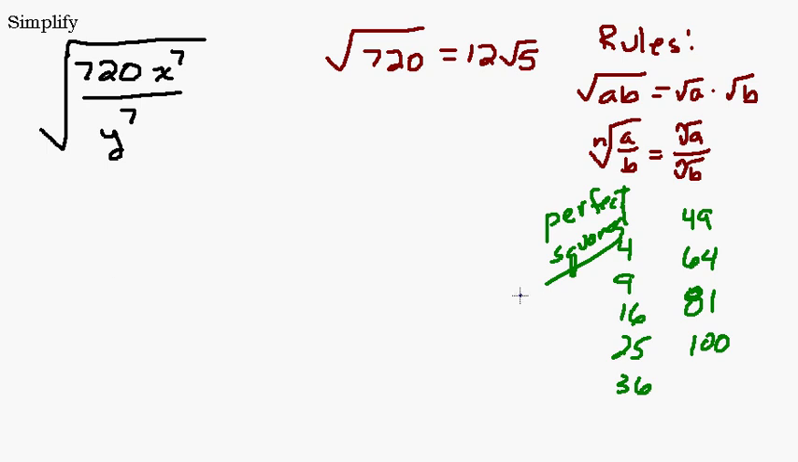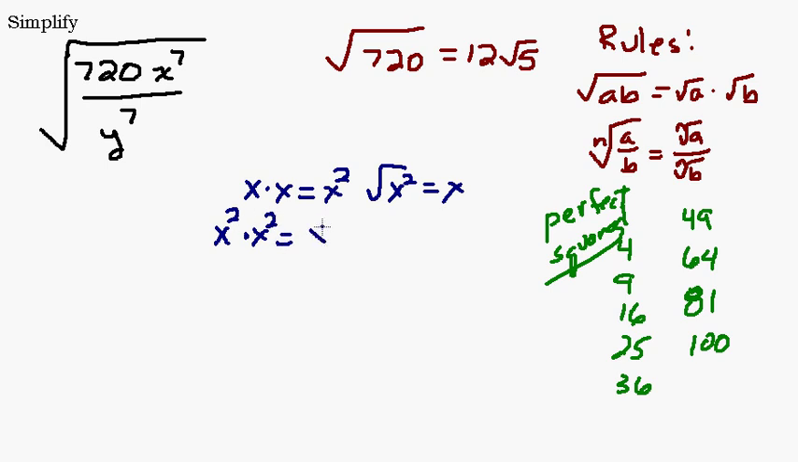Let me start at the beginning with the x's. We know x times x is x squared. Therefore, the square root of x squared would be x. We know x squared times x squared, you'd add those exponents together. That gives you x to the 4th. So the square root of x to the 4th takes you back to x squared, because the square root of x to the 4th means what times itself is x to the 4th. That's x squared. All right, let's keep going.